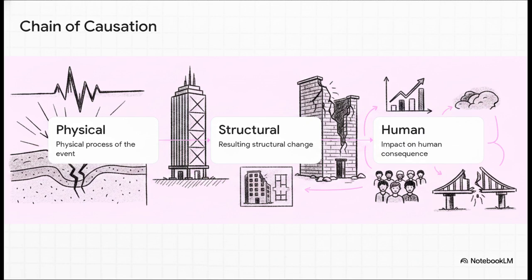For example, don't just write that a fault snapped. Explain how the specific magnitude of that physical quake dictated the building design required, which then ultimately determined the economic resilience of the city. Connect these ideas together using keywords like consequently or as a direct result.